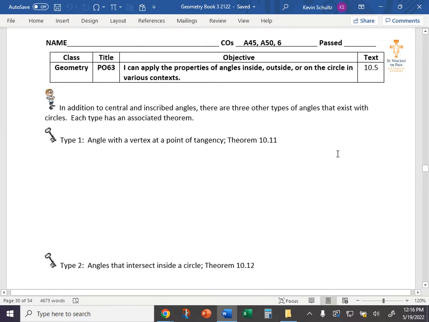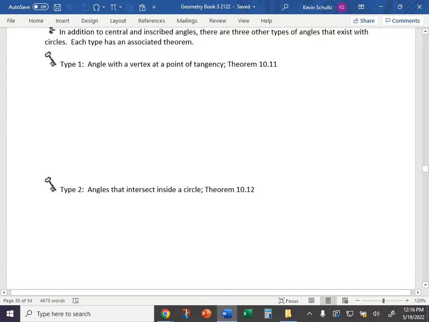Today, geometry, we are going over PO63, which are properties of angles inside, outside, or on the circle. All the different combinations of angles that aren't central or aren't inscribed. We talked about those central and inscribed angle relationships. Here's every other possible combination that you could have. We're going to draw a picture. I'm going to give you a formula.